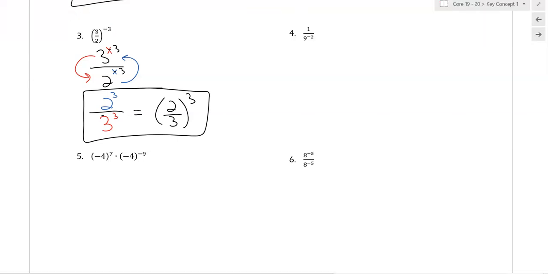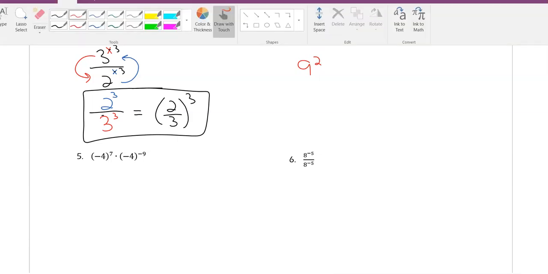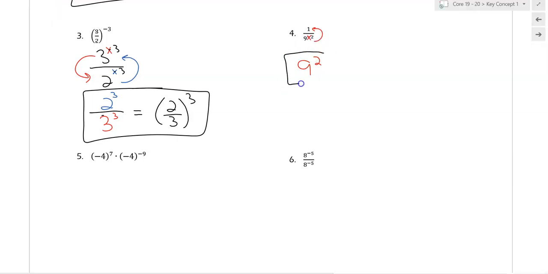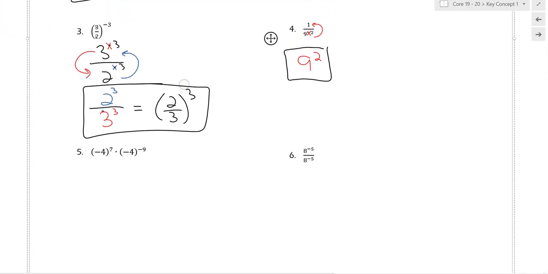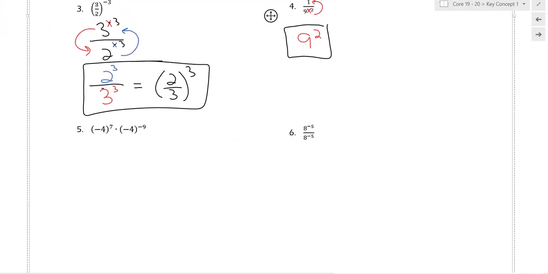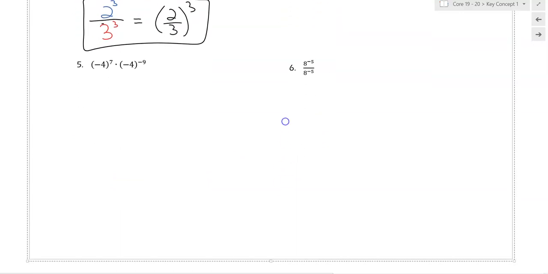Looking at this one again, 9 has this negative exponent. We get rid of that negative and flip it. So 9 squared. Here, there's no denominator, and that's okay. But no numerator is bad. You have to add a 1. No denominator, fine. So that's that rule there.